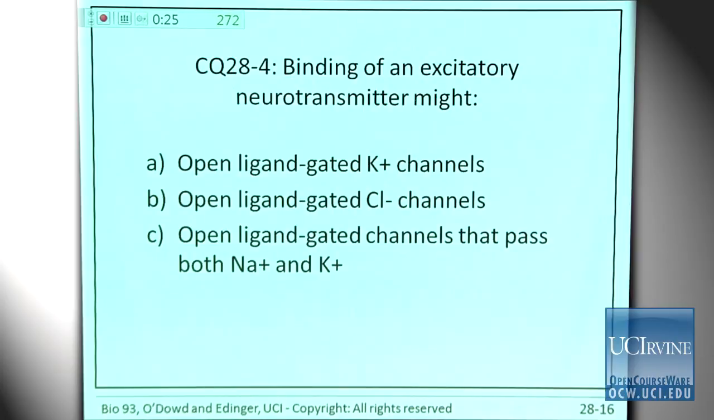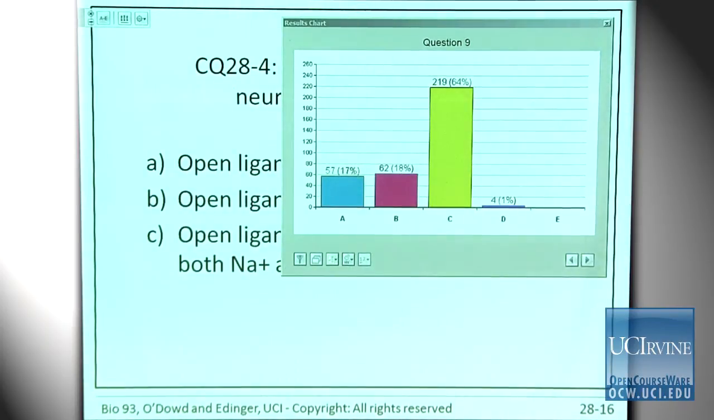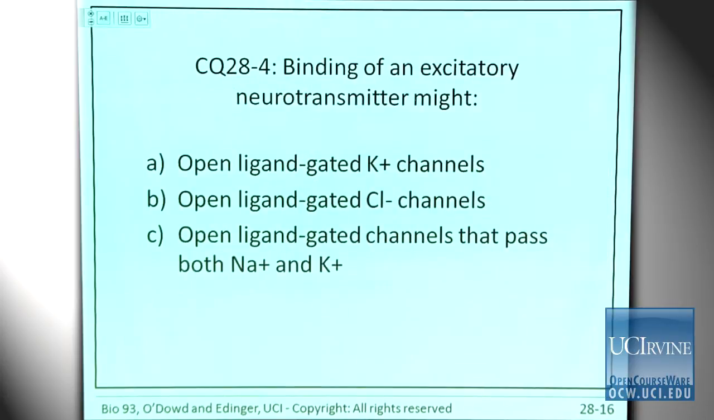Okay, you guys are doing well on this one. That's good. All right, very good. So remember, this time we have an excitatory EPSP, and you can do that by letting in both sodium and potassium at the same time. I put in this clicker question to make sure that you got that point, that these ligand-gated channels will let in both sodium and potassium at the same time, and it still depolarizes.